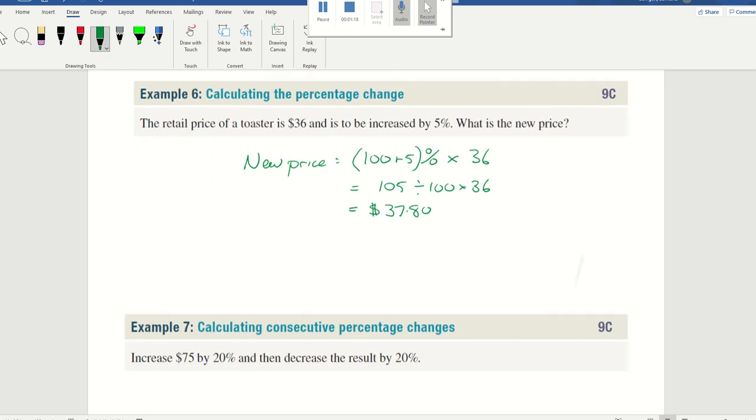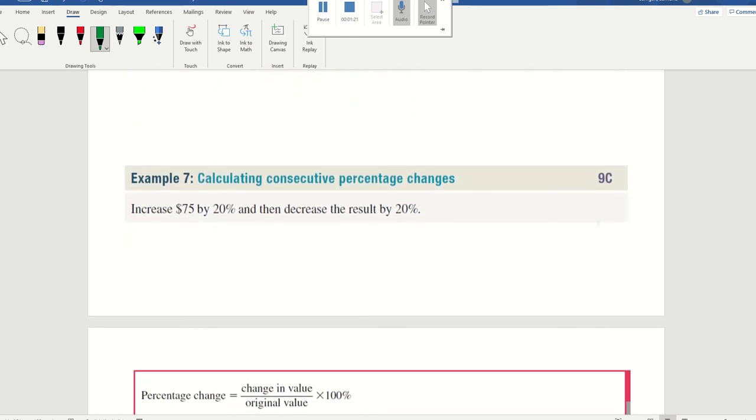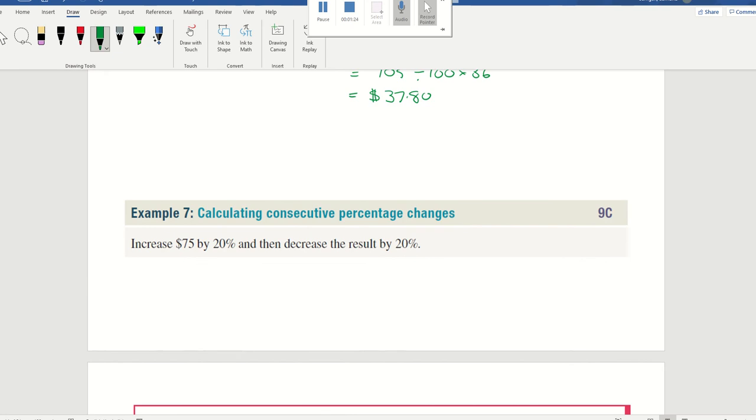So that is simply what we're going to do for our consecutive percentage changes. So we're going to do two things. First, we're going to increase it by 20, then we're going to decrease it by 20. So increasing it by 20, so our first amount, call it our increase, equals $75 times 100 plus 20%, or 75 times 120 divided by 100, which is equal to $90.